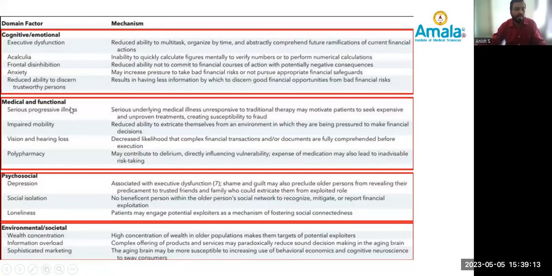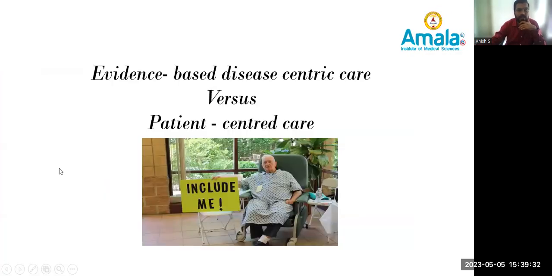So advanced care planning, I think the session on advanced care planning is planned in this course. So the importance of advanced care planning becomes important. Advanced financial planning, advanced medical care planning becomes important. Advanced medical directive becomes important in these, because of these factors. So again, we come back to evidence-based disease-centric care versus patient-centered care. So it's important to know what matters to him and what he really wants to do, because you have lived a life like a king till 85 years.